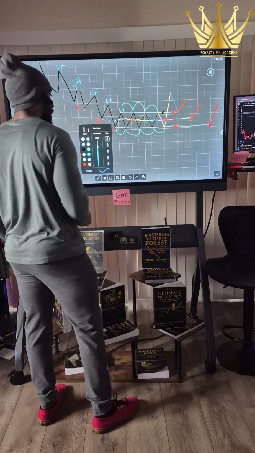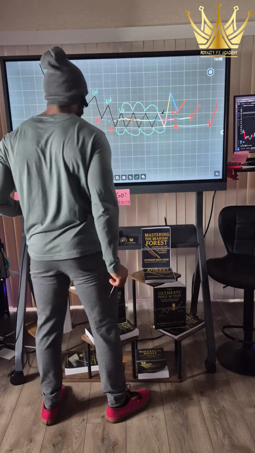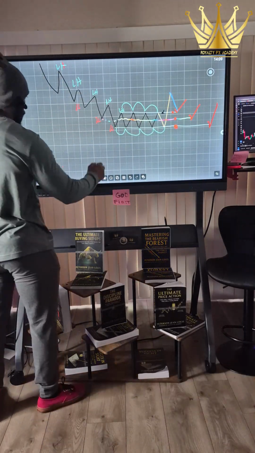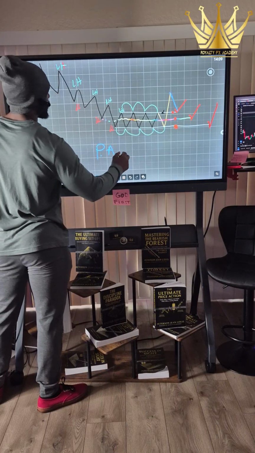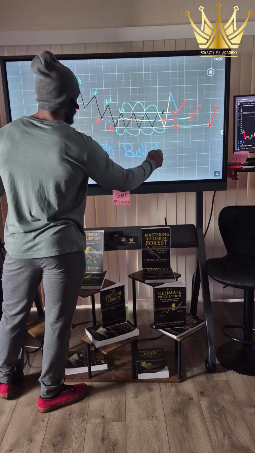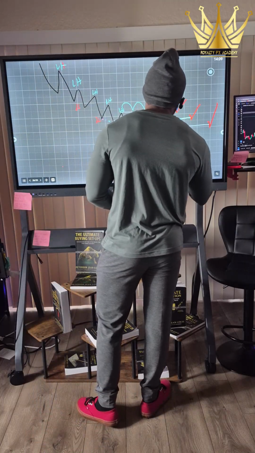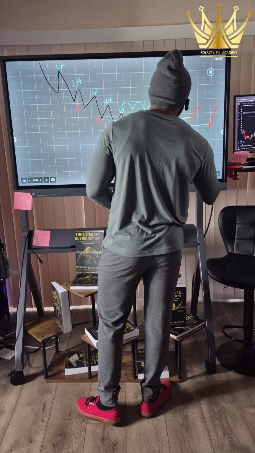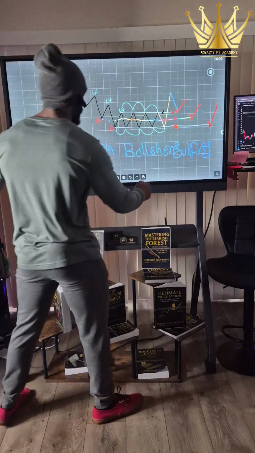To be more specific, since we're talking about buys, we'll be looking for a bullish engulfing. So for our PA or price action, it's going to be a bullish engulfing. So let's go ahead and bring it a bit more to life.